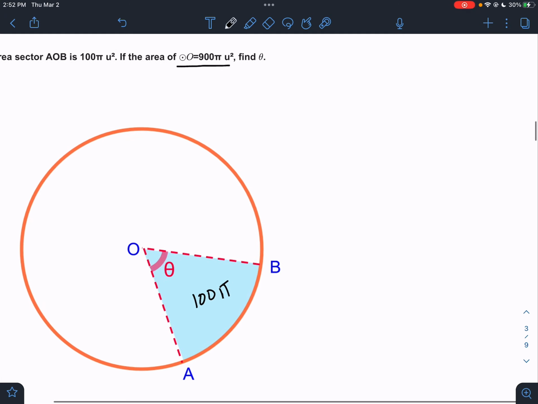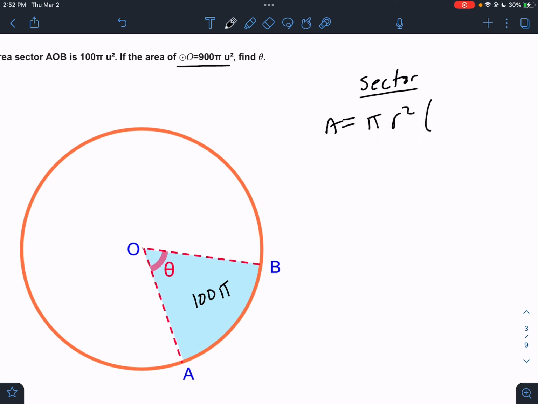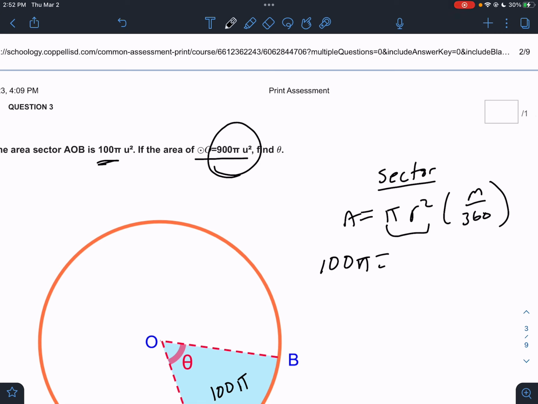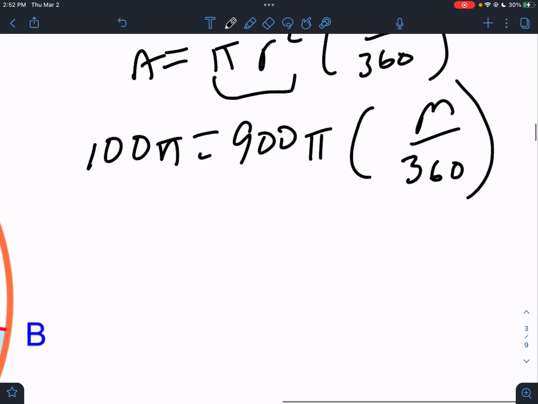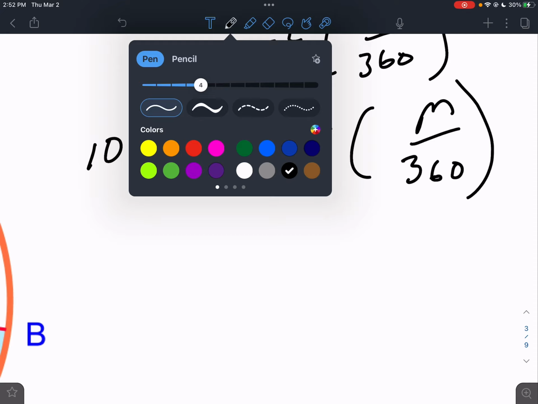So the area of the sector is 100 pi, and it says the area of the circle is 900 pi. So there's a few ways to think about this, but let's do it algebraically. The area of a sector is pi r squared times the measure out of 360. We know the area of the sector, that's 100 pi. Isn't 900 pi the area of the circle, pi r squared? That's the whole circle. We know that number is 900 pi times m out of 360.